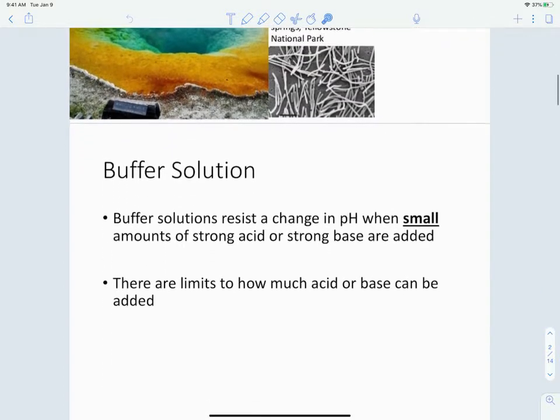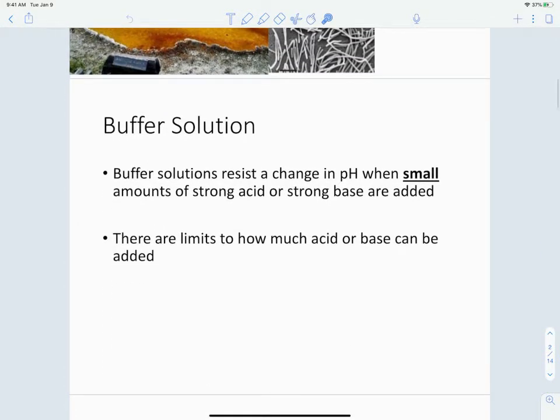And so the definition of a buffer solution is: a buffer solution resists a change in pH when small amounts of strong acid or strong base are added. So in other words, if you add a small amount of acid or a small amount of base, the pH changes a very small amount. Normally, if you add acid and base to any type of solution, say an aqueous solution, the pH is going to skyrocket up or down when you add acid or when you add base. And a buffer solution has the ability to resist that change. But of course there are limits. Like everything in chemistry, there are limits.